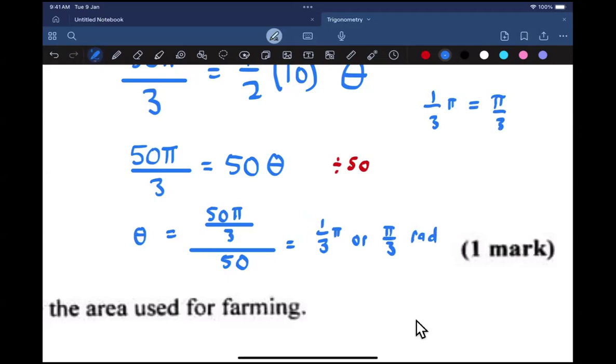Yeah, because there's 1 over 3 and then it will just be 1 pi. So it's just pi over 3. Yes, that's so, because again, one third times pi is pi over 3. So you understand that, right?